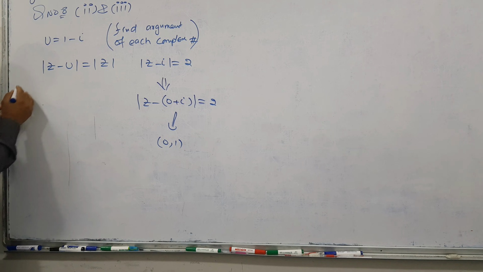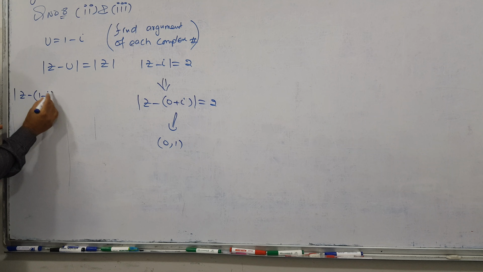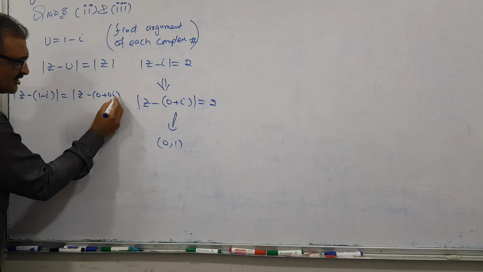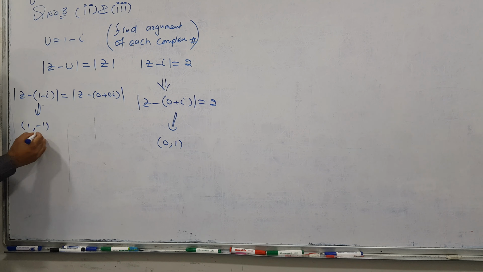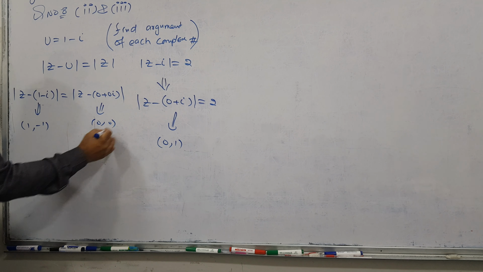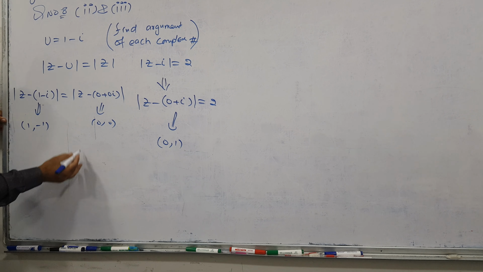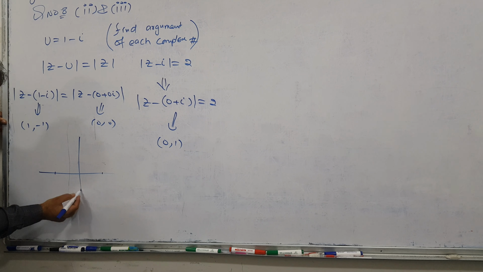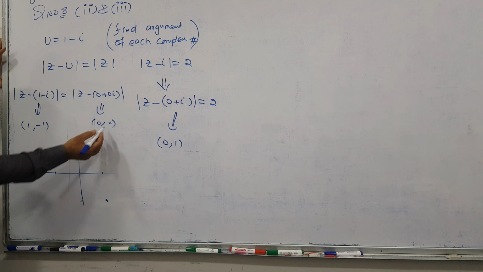But here, what to do? I said before, Z minus U is mentioned here. So I'm writing 1 minus I, and here nothing after Z, so I will write 0 plus 0I. Okay? So what is this? This point is 1 and minus 1. What is this point? 0, 0. If you check carefully, x is 1, y is minus 1. It means something like here. So we have this point, and the second point is 0, 0.